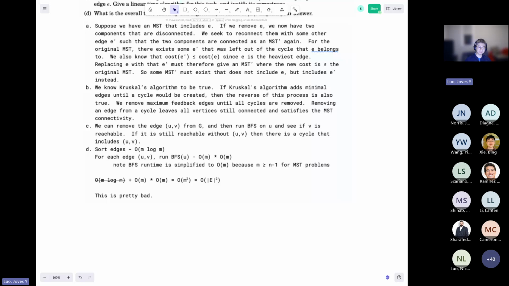And this is pretty bad. This is a bad algorithm. Don't do this. This is why we don't use the cycle property to create an MST. We use the cut property because it's more efficient using Prim's and Kruskal's.